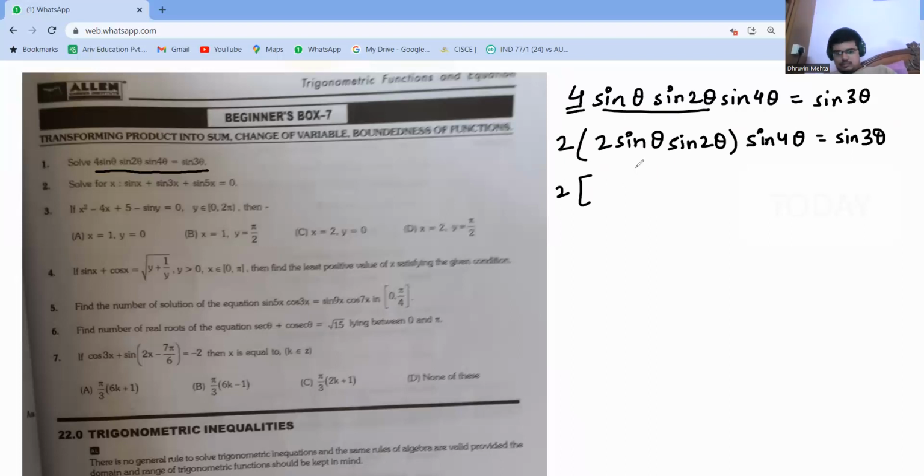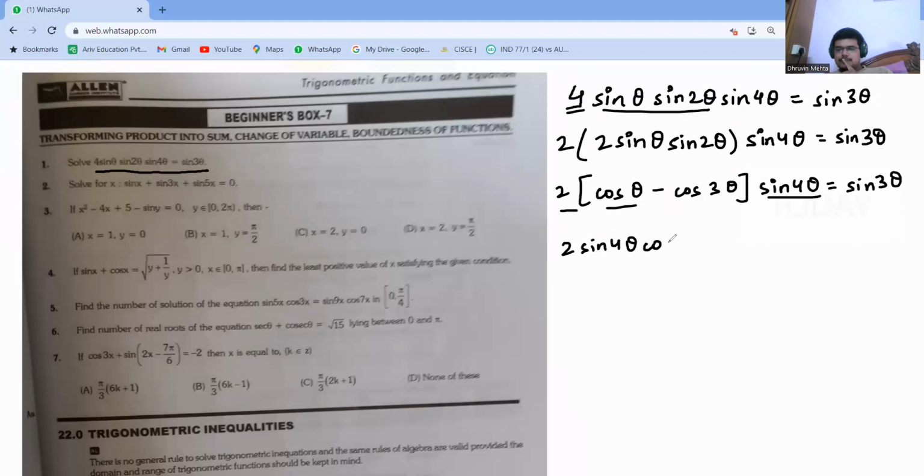It will be cos A minus B minus cos A plus B. So this will be cos theta minus cos of 3 theta. Muskan, when we expand the brackets, we will again use this formula. See, what I'm saying is, Muskan, we'll get 2 cos theta sine 4 theta minus 2 sine 4 theta cos 3 theta. Can you guys again use this formula and tell me what will we get?